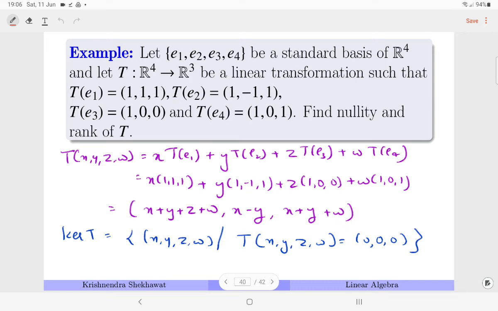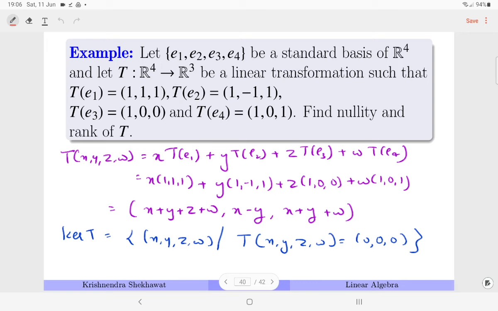So this is the last question where T of E1, E2, E3, E4 are given, where E1, E2, E3, E4 form the standard basis of R4. To find the rank and nullity, first we need the given linear transformation. In the last class we did a similar question where we found the linear transformation. In this case it comes out to be T of (x, y, z, w) is equal to (x plus y plus z plus w, x minus y, x plus y plus w).